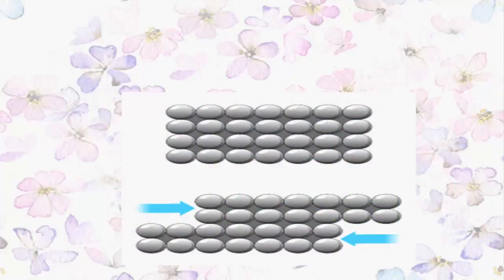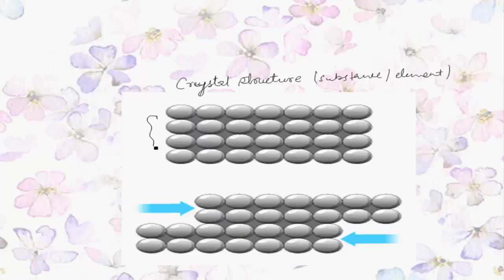So now friends, let's understand through the crystalline structure how the ductility property is utilized by the materials and how the wires are created by the forces applied to it. Friends, I have taken an example of a crystal structure of any substance or element. This is the structure before applying forces, and when the forces are applied, let this be the upper layer and this be the lower layer, right?